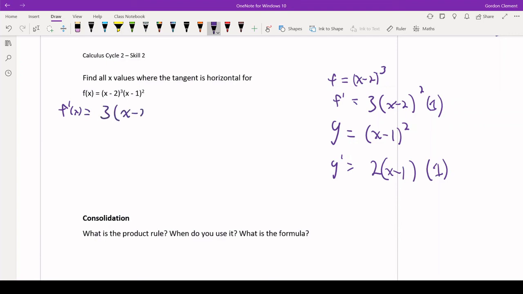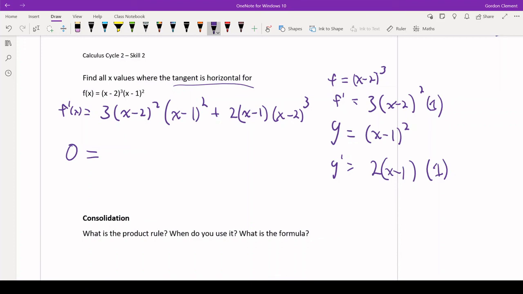So f prime of x is going to be f prime g plus g prime f. I'm not going to write the times 1. f prime g plus g prime f. So there we go. And what we're trying to do here is find horizontal tangents. So we're going to find where this thing is equal to 0.